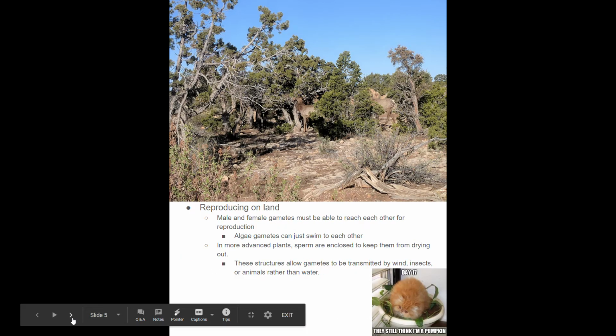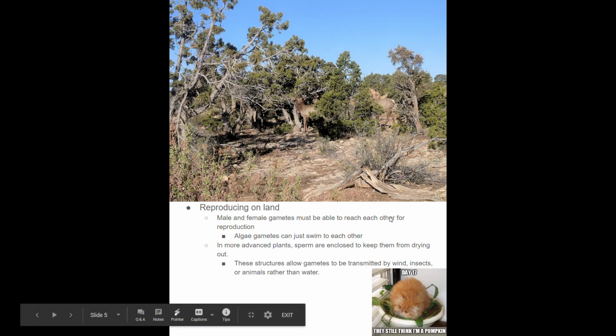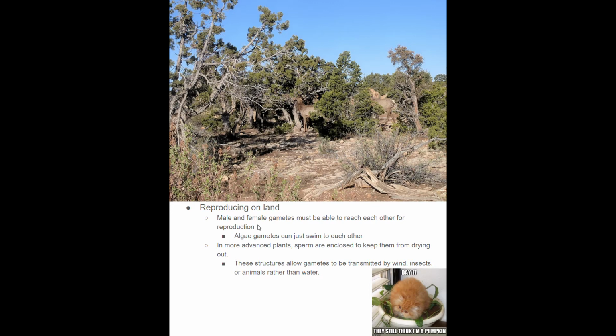All right, moving forward. Reproducing on land. In water, male and female gametes literally just swim to each other. Algae gametes just swim around till they find each other. The male and female gametes need to be able to reach each other for reproduction, right? That's how plants reproduce. That's how most sexual organisms reproduce. They have to have the two gametes meet somehow.